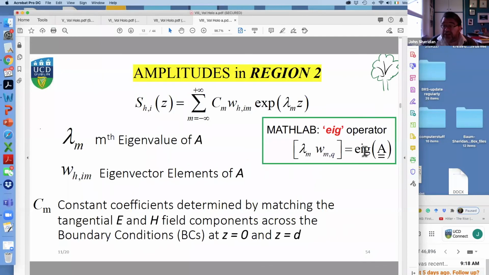We apply this operation. I just use the MATLAB here. I don't assume you know the mathematics; you can go away and look at that. This would be the form of solution. This is the mth eigenvalue of A, and this here is the eigenvector element of A.